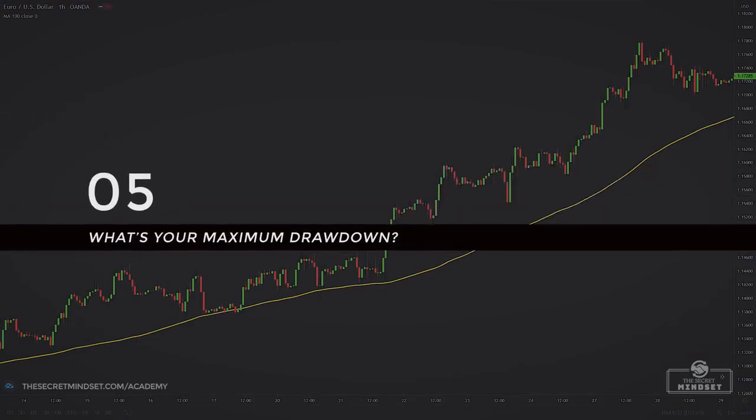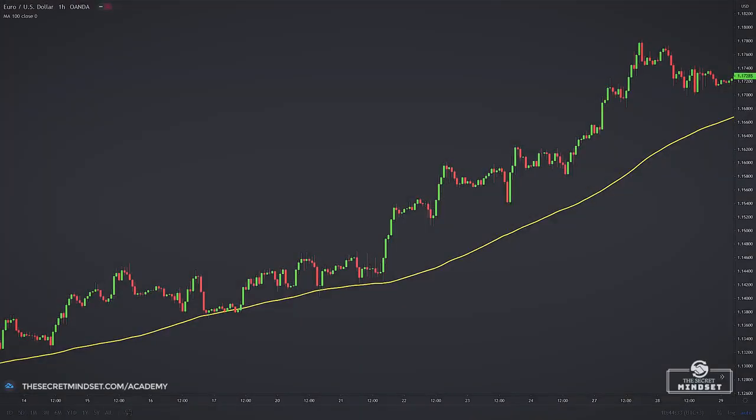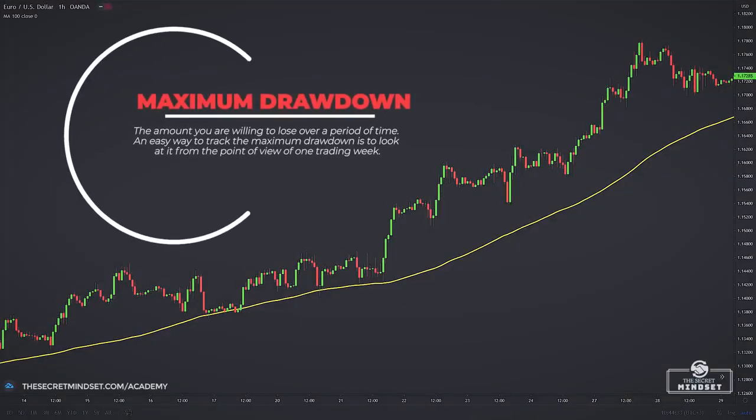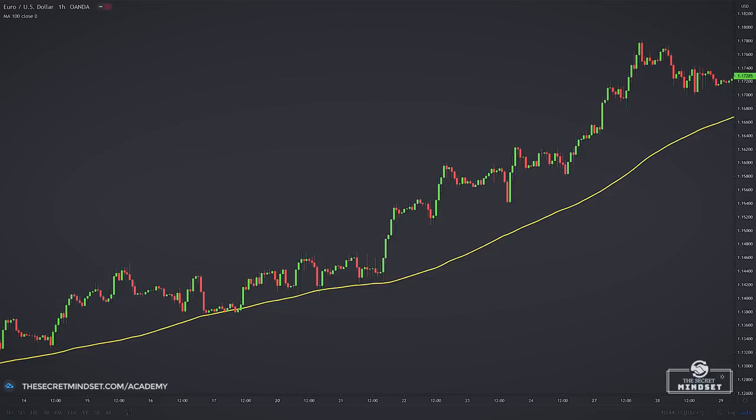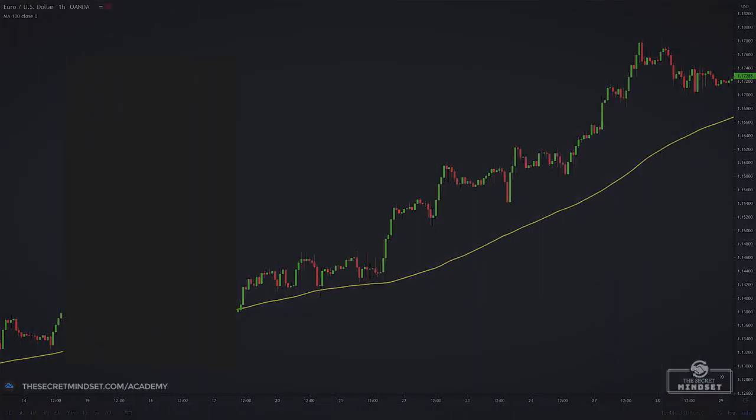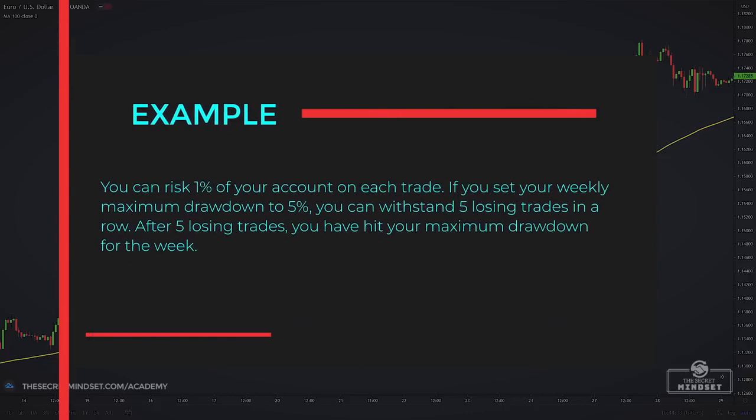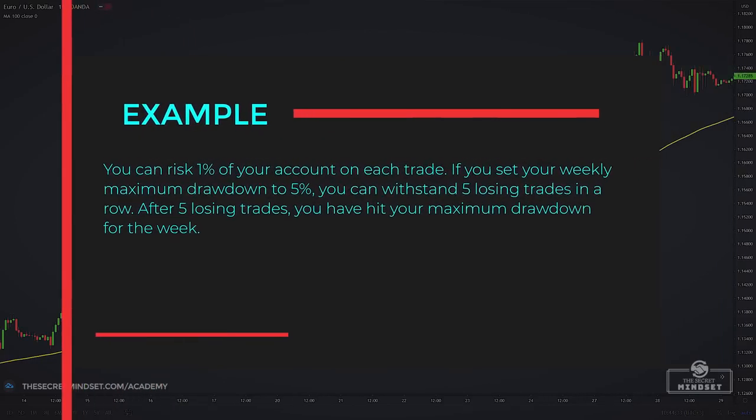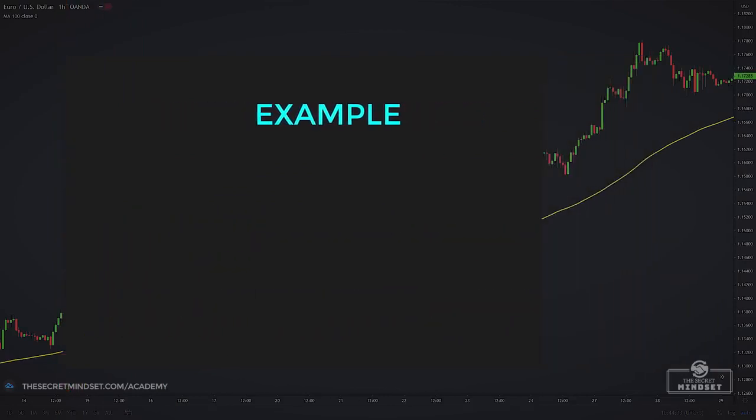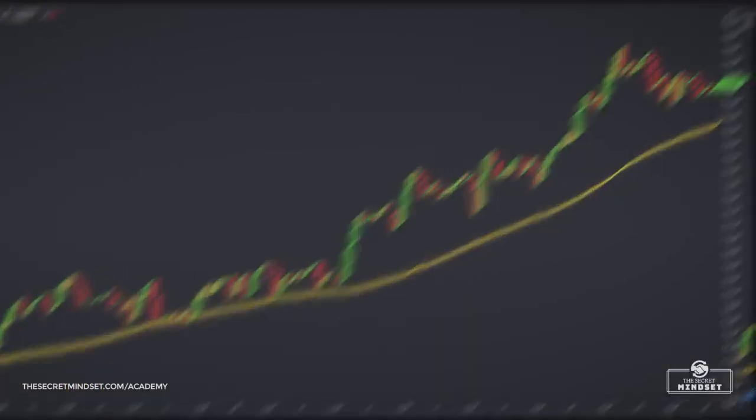Number 5. What's your maximum drawdown? Your appetite for risk will help determine the size of your trade, but so will your maximum drawdown. The maximum drawdown is the amount you are willing to lose over a period of time. An easy way to track the maximum drawdown is to look at it from the point of view of one trading week. For example, you may risk 1% of your account on each trade. If you set your weekly maximum drawdown to 5%, you can withstand 5 losing trades in a row. After losing 5 trades, you have hit your maximum drawdown for that week. You may decide to stop trading once your maximum drawdown is hit.